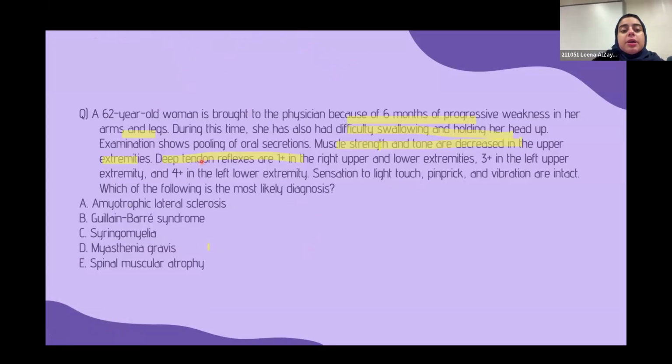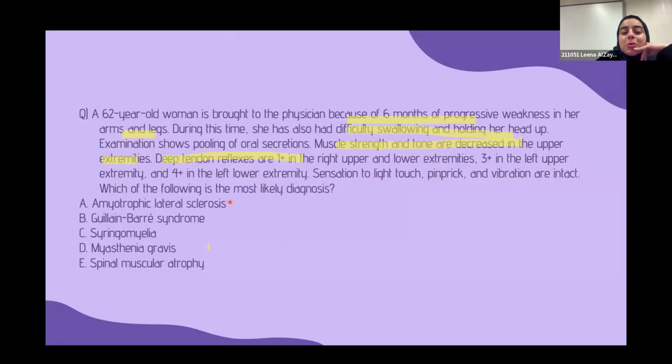So we said deep tendon reflexes are +1 in the right upper and lower extremities, 3+ in the left. So you have hyporeflexia, and then you have hyperreflexia, and then another hyperreflexia because it says 4+ in the left lower extremity. Sensation to light touch, pinprick and vibration are intact. So the sensations are not involved. Which of the following is the most likely diagnosis?